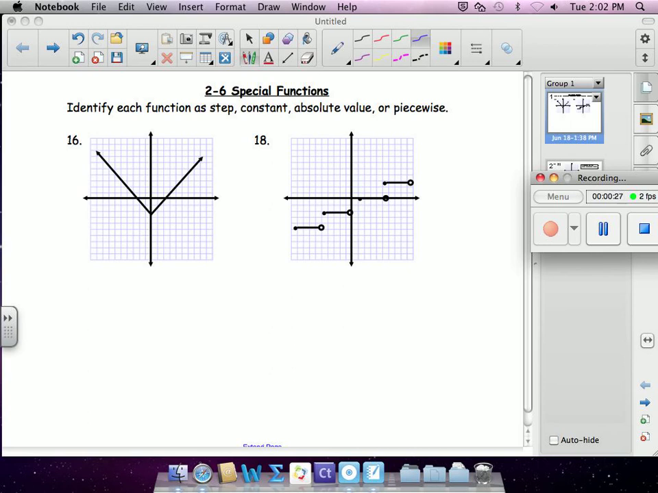When you look at 16, we have a graph that for the most part looks like a V. So if I were to slide the graph up a little bit, we would have something where every value is positive or possibly every value is negative. Anytime you have a graph that looks like that V, that is going to be an absolute value graph.